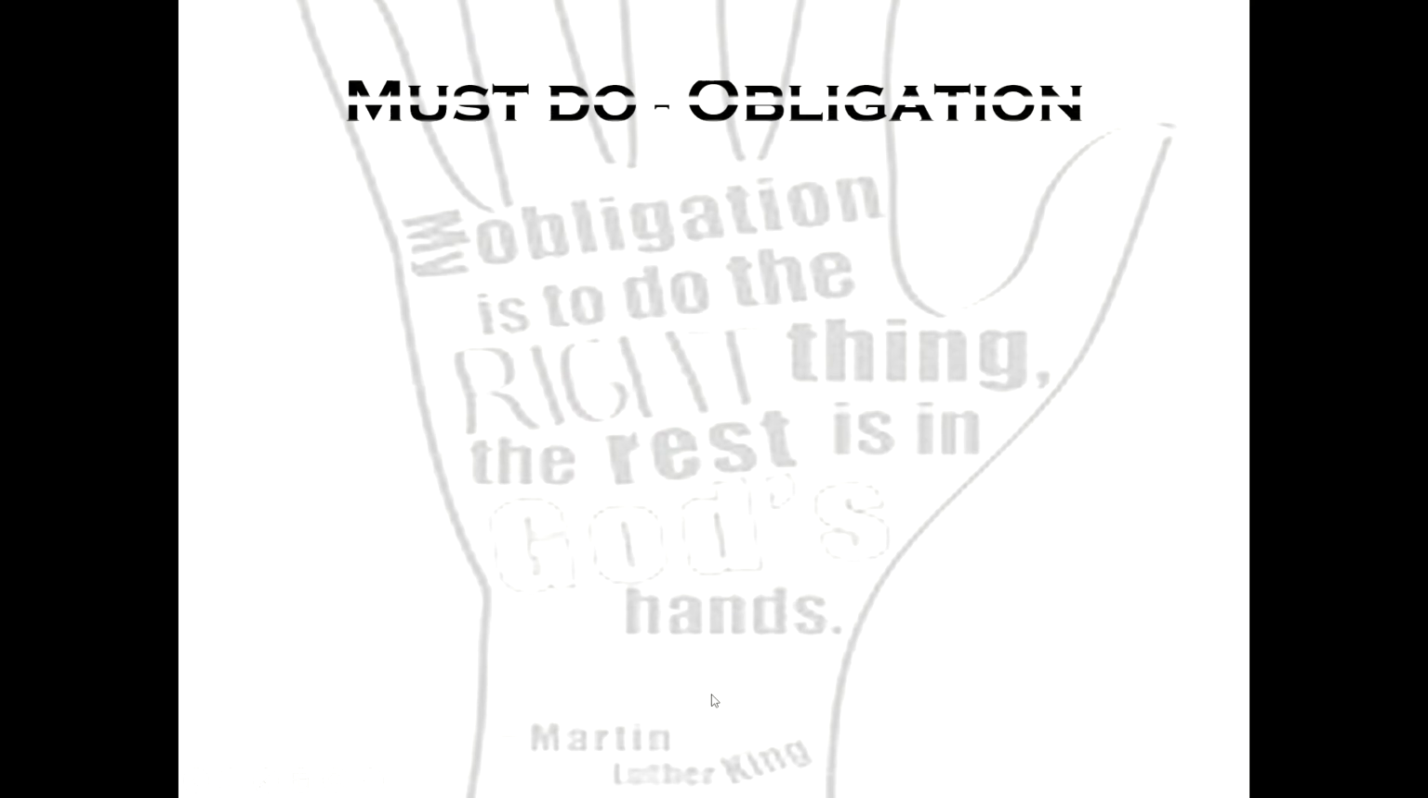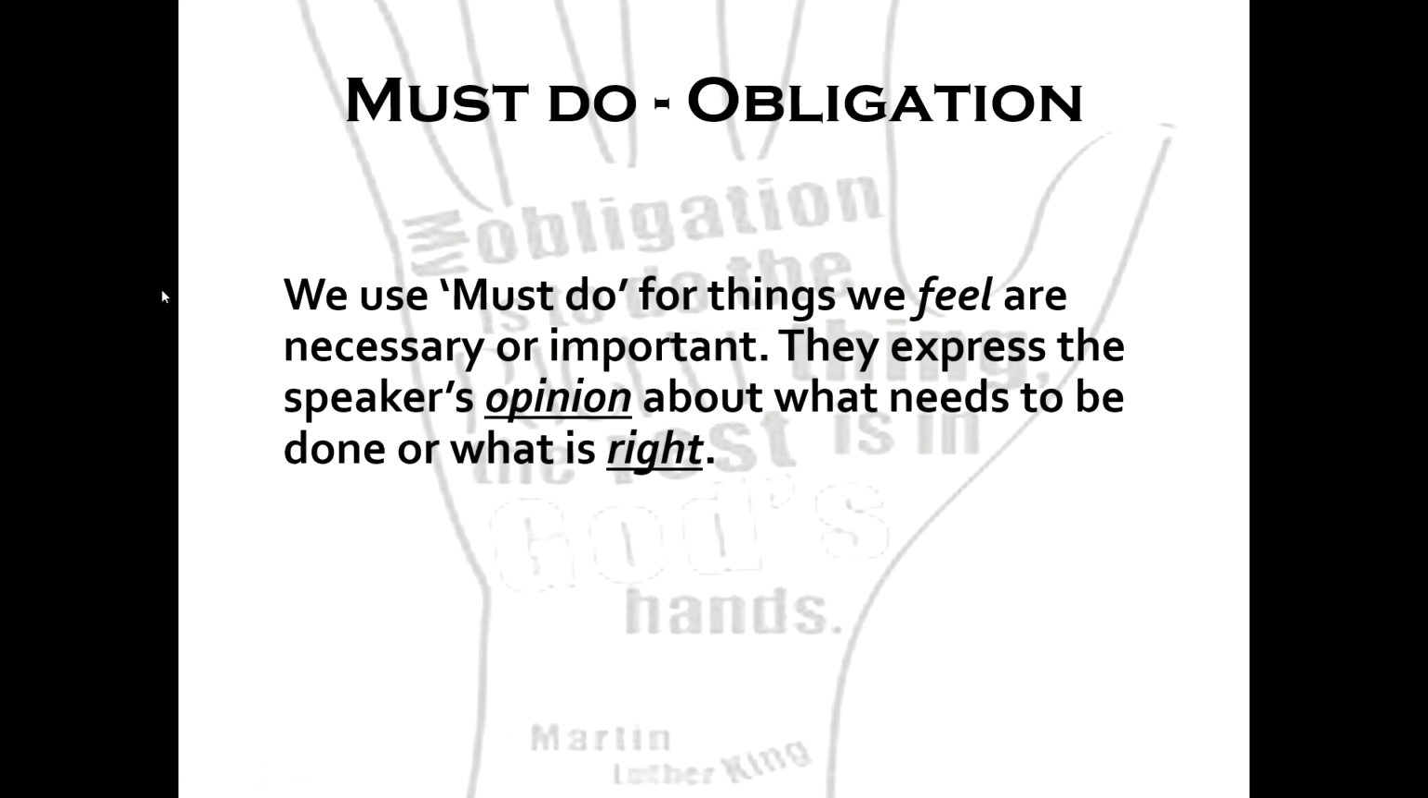When we talk about obligation, we use must do. In this case, we use must do for things we feel are necessary or important. They express the speaker's opinion about what needs to be done and what is right. Okay, in this case, we are talking about obligation.